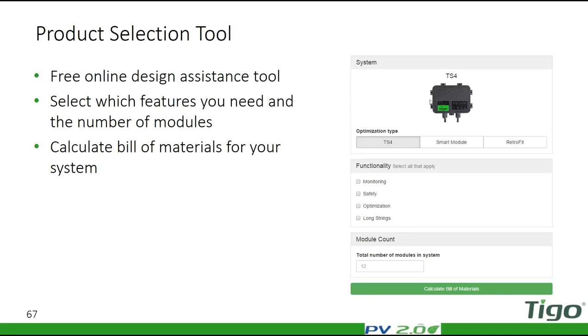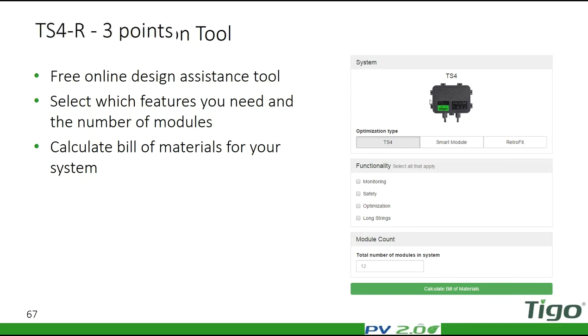It'll ask you which functionality you need, just like we did in the example before. Do I need rapid shutdown? Or sorry, do I need disconnect? Do I need optimization? How many modules do I have per string? How many strings do I have in parallel, etc.? And that will help me determine the right bill of material.